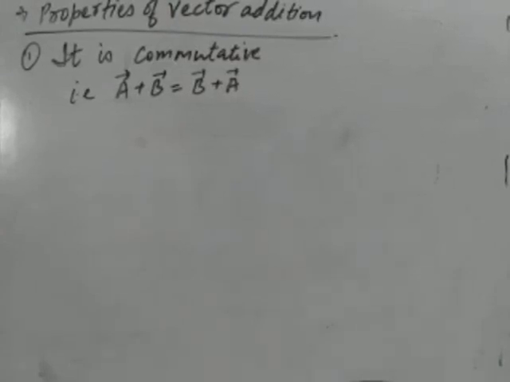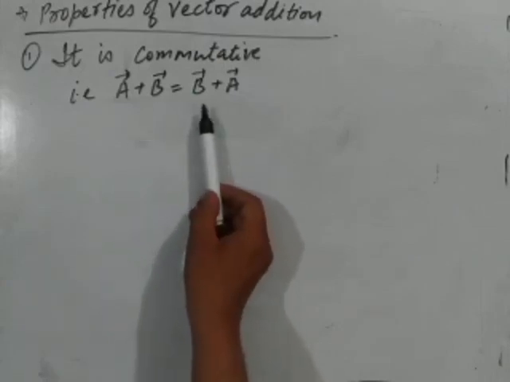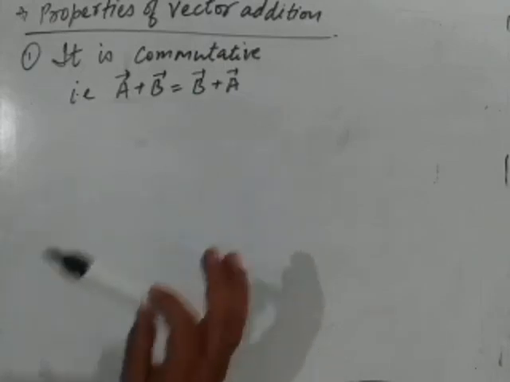Now our next topic is the properties of vector addition. Number 1, it is commutative in nature. That means if we add two vectors, say A vector plus B vector, then it will be equivalent to B vector plus A vector. This can be proved easily.